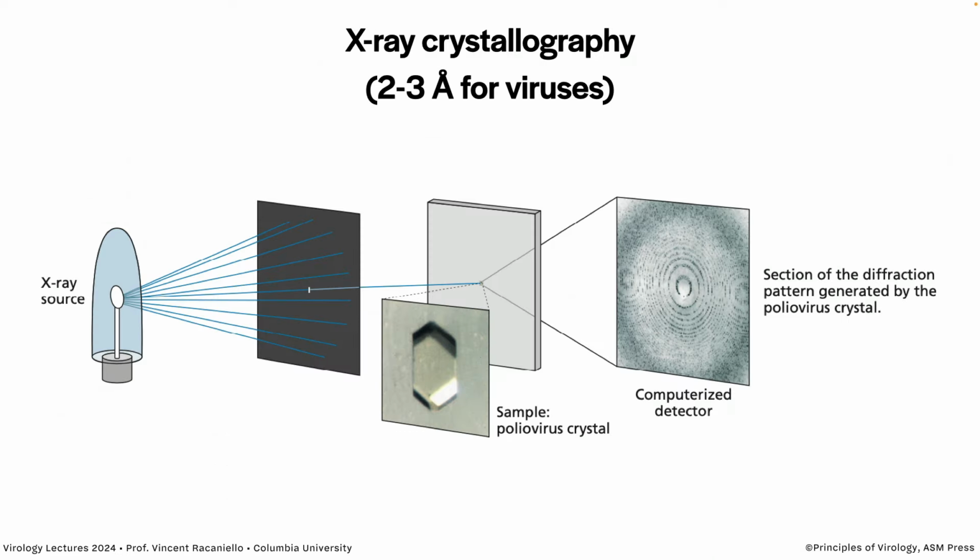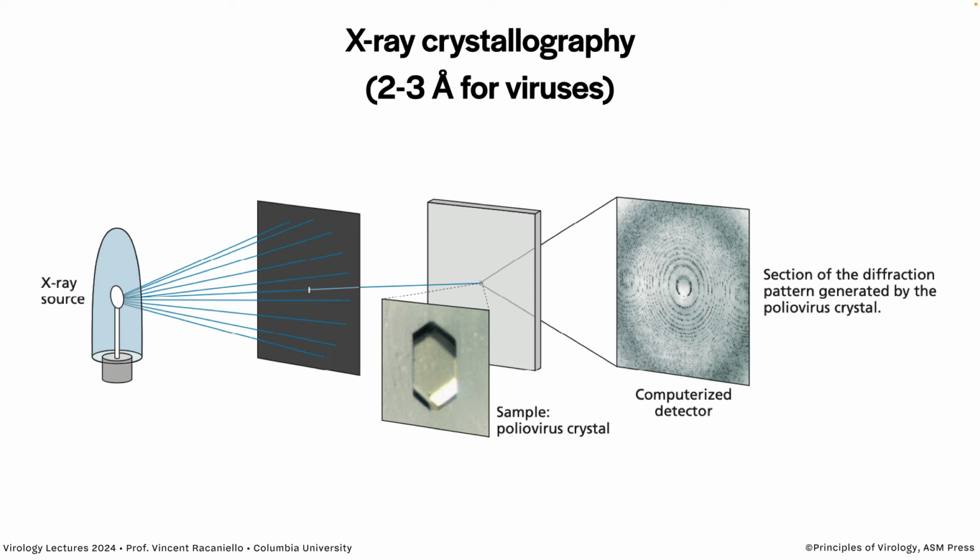So to get higher resolution, we have a couple of other techniques. One is X-ray crystallography. And here you take your virus and you try and make it crystallize, which makes an array of all the virus particles ordered. Very hard to do. Sometimes people spend years trying to make crystals and never get them. And then they get them and they fall apart. So this is a very, very uncertain science, but many people have gotten it to work.